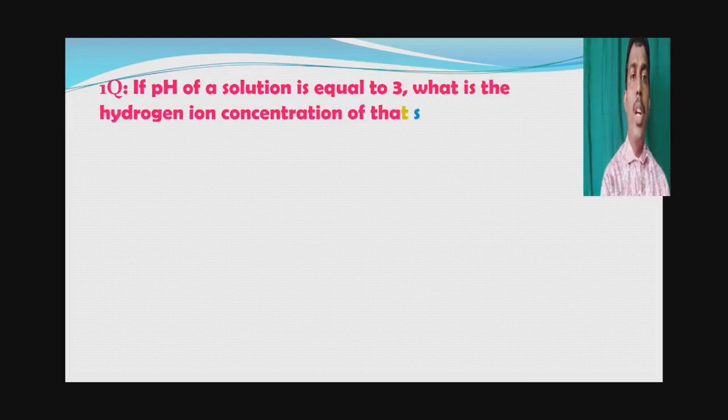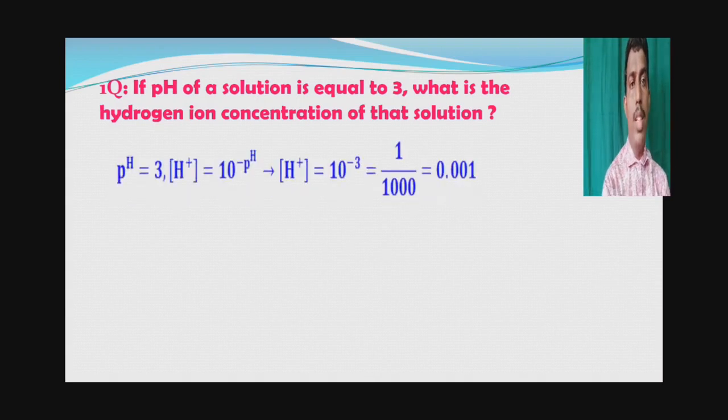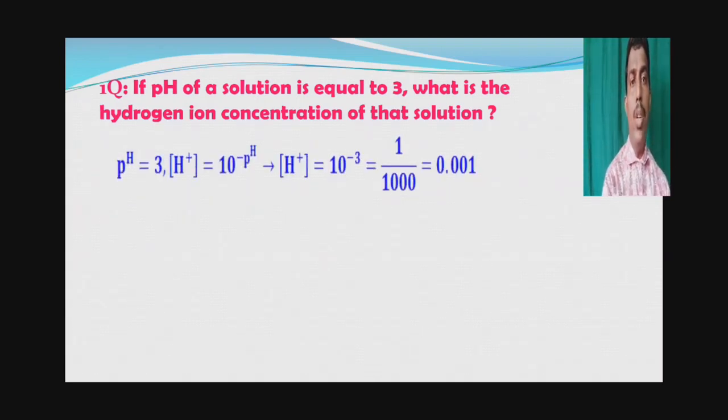If the pH of a solution is equal to 3, what is the hydrogen ion concentration of that solution? Here we will discuss two problems. The first one: if the pH of a solution is equal to 3, what is the hydrogen ion concentration? H plus ion concentration is equal to 10 power minus pH, which gives H plus ion concentration equal to 10 power minus 3, because pH is 3.